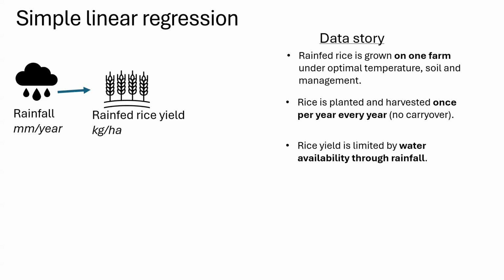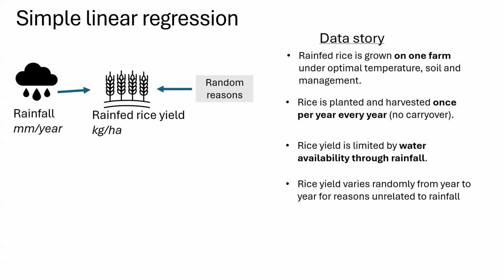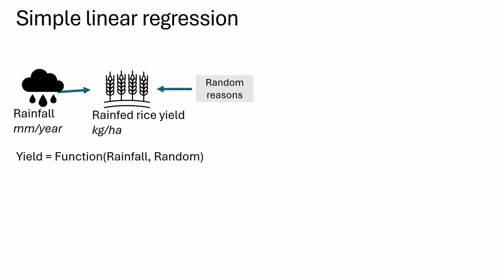Rice yield is limited by water availability through rainfall. So I've added rainfall now to our causal conceptual model. And then rice yield also varies for random reasons unrelated to rainfall. So I'm just putting this as a general random reasons. So we could express that the yield that we're interested in is some function of rainfall and randomness.